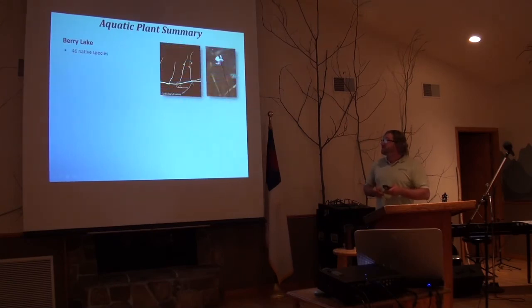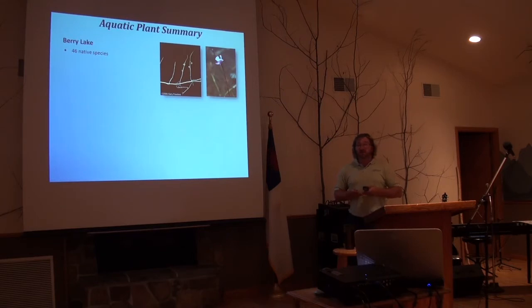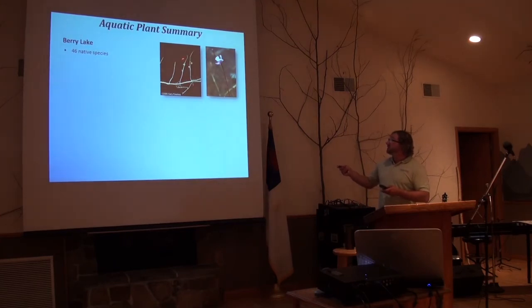So we found over the years, there's 46 different native species in your lake. This one right here is a rare one. It's a type of bladderwort. You may see these little pink flowers from time to time.